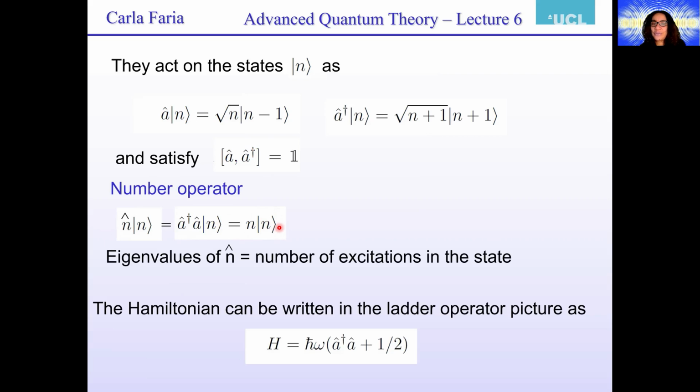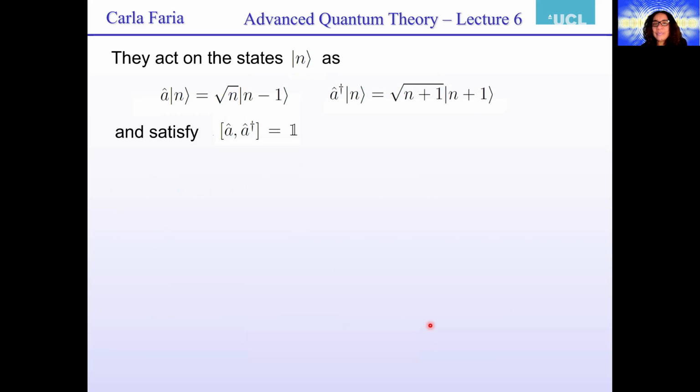What is very useful for us is that we can write the Hamiltonian in this ladder operator picture as well. You can write it as a dagger a plus 1/2, multiplied by h bar omega. And if you remember, the energies En were given by an expression in which this operator a dagger a was replaced by the number n. So this works in this way.